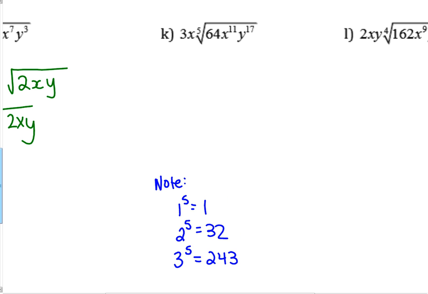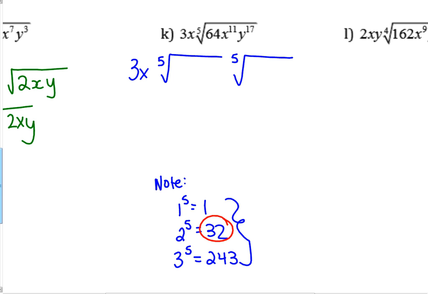We only have one option in simplifying, really. So if we want to simplify this further, we want to split up into 2 sets. Numbers we can take the fifth root of, including variables, and ones that we can't. So 64, what do we want to break it into? Which one of these will go into 64? 32 times what? 32 times 2.